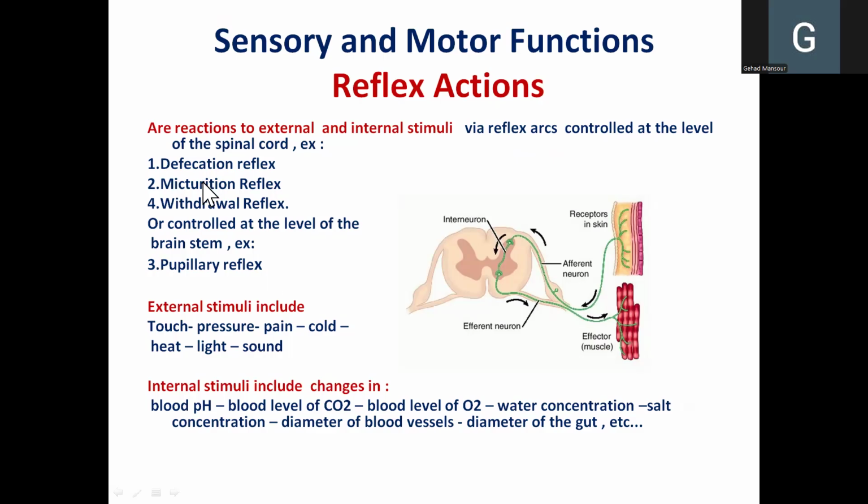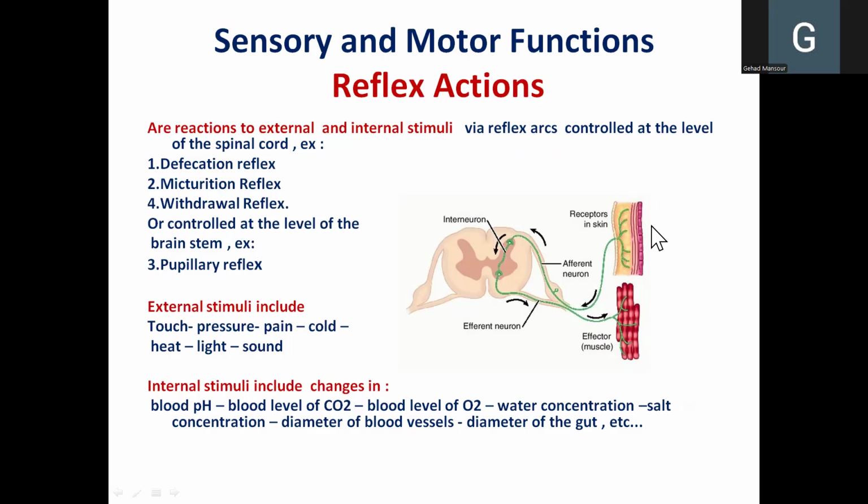So the defecation reflex, the micturition reflex, and the withdrawal reflex are 3 examples of reflexes that have their center at the spinal cord, whereas others are controlled at the level of the brainstem, for example, the pupillary reflex. Therefore, we should remove that 3.